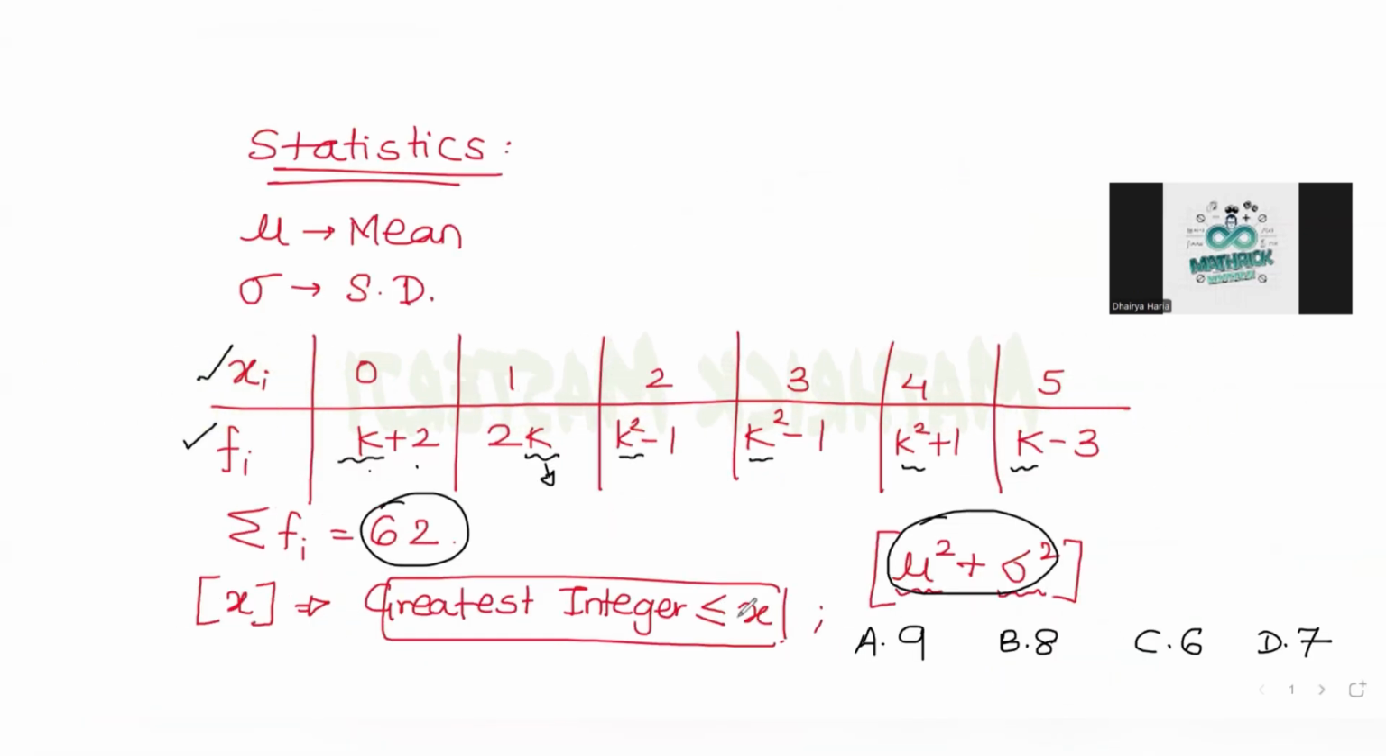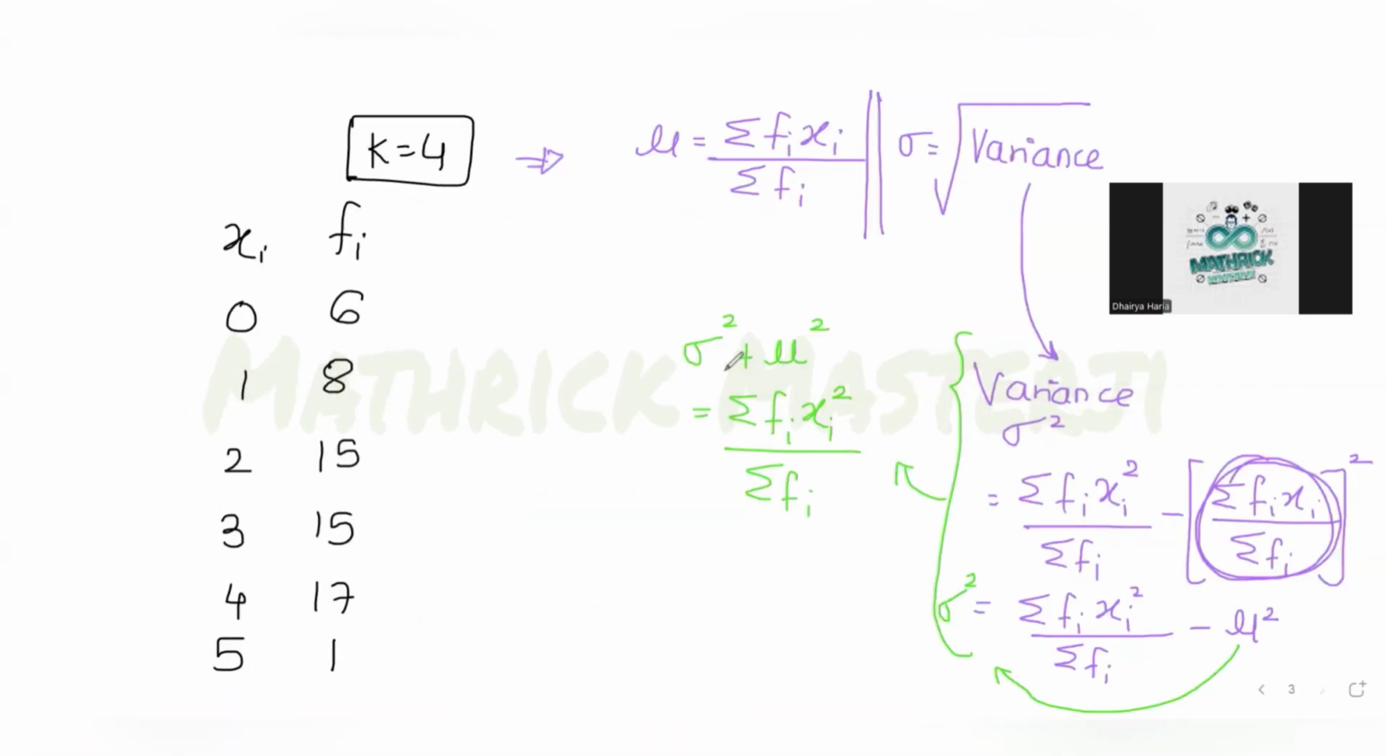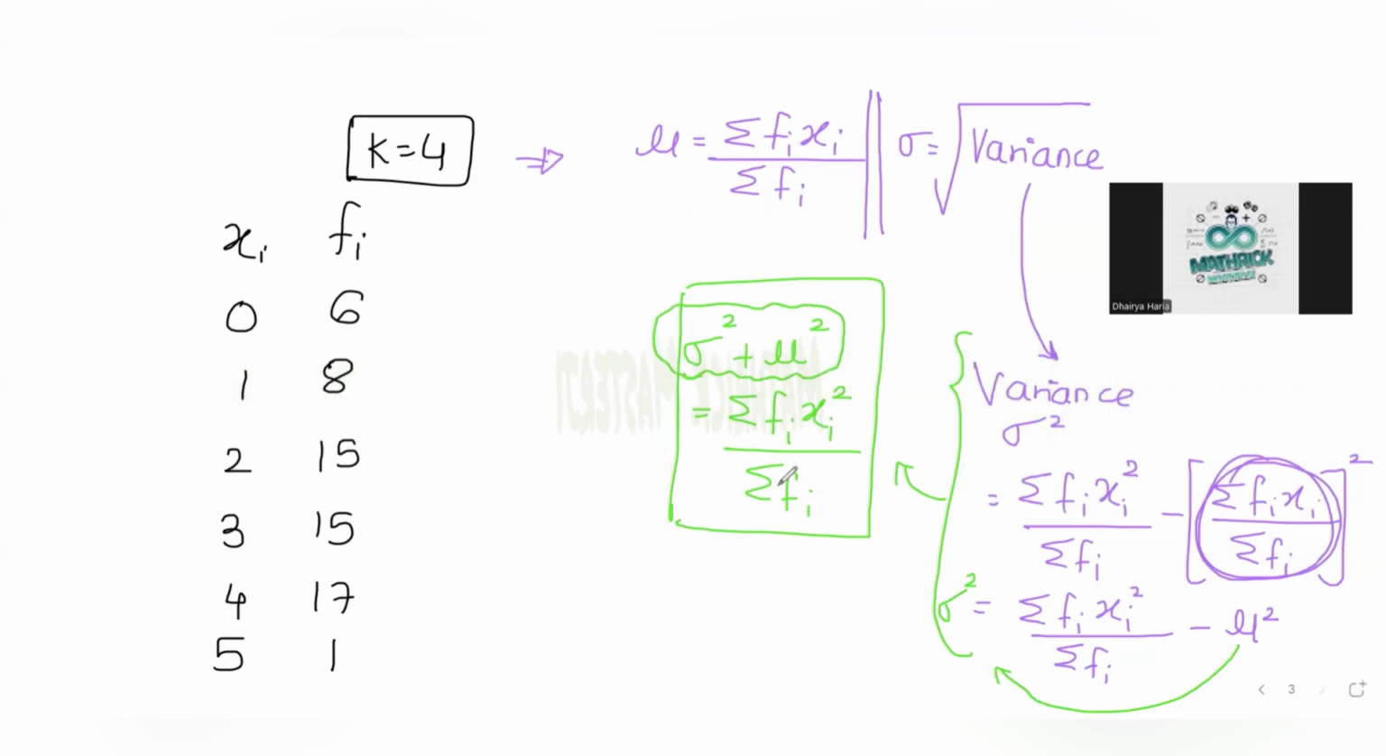So we have to basically find the greatest integer function of this whole expression, mu square plus sigma square. But first we'll just figure out this value, and then we'll find the greatest integer function of that. So first thing we have to figure out is only this much. For that, we don't need the mean. So I need summation of fi, meaning I need the total of this. How much is that going to be?